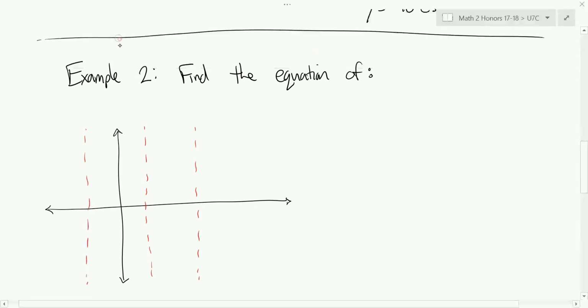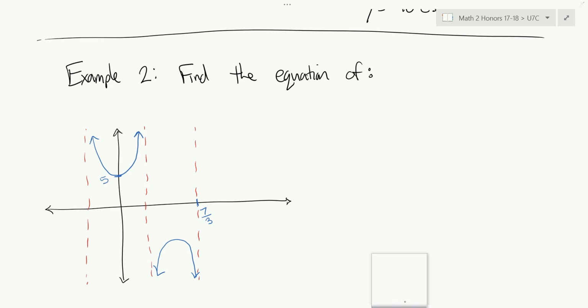So this one's going to look like this. And I'll give you one value on the x-axis this time. We tell you that this is 7 over 3. And I'll give you one value on the y-axis. Let's say that this is 5. Now I want you to come up with the equation of this graph. So take a minute or two and try it out.